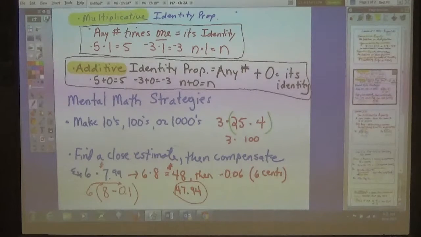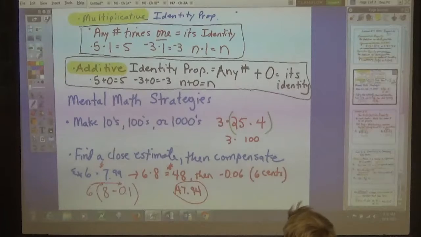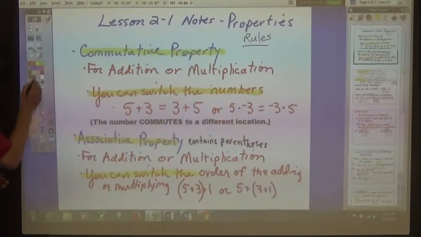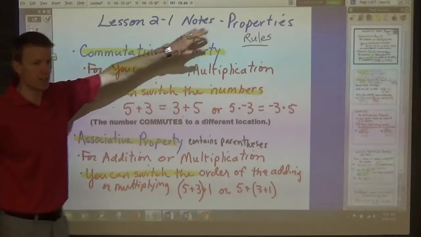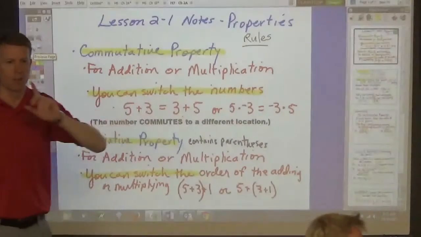Let's go through lesson 2.1. Like I said, these are going to be on the properties, which are also rules of numbers, okay?